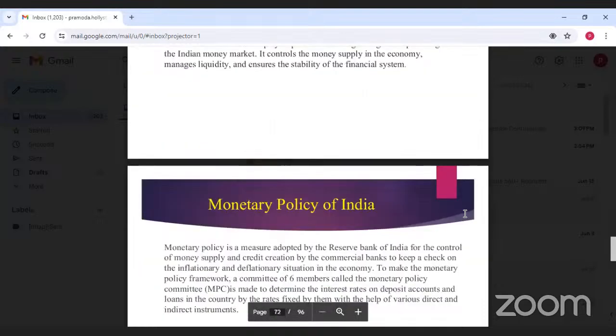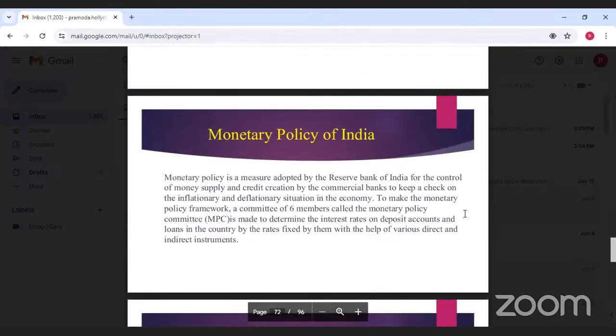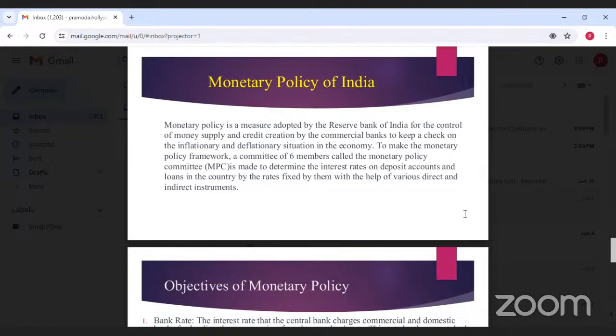Now we'll move on to another interesting topic, that is the monetary policy of India. Monetary policy of India.